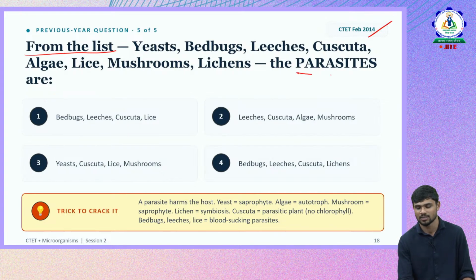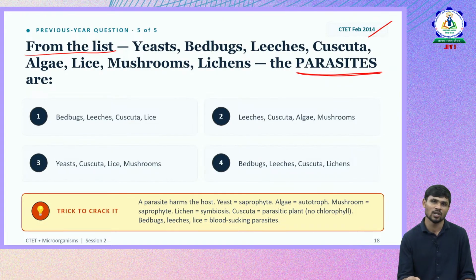So what are parasites? Parasites are those organisms which depend on other organisms for nutrition. In this kind of relationship, parasitism, only one organism is benefited, whereas the other gets harmed. One gets all the nutrient benefits. So let us identify, which one?